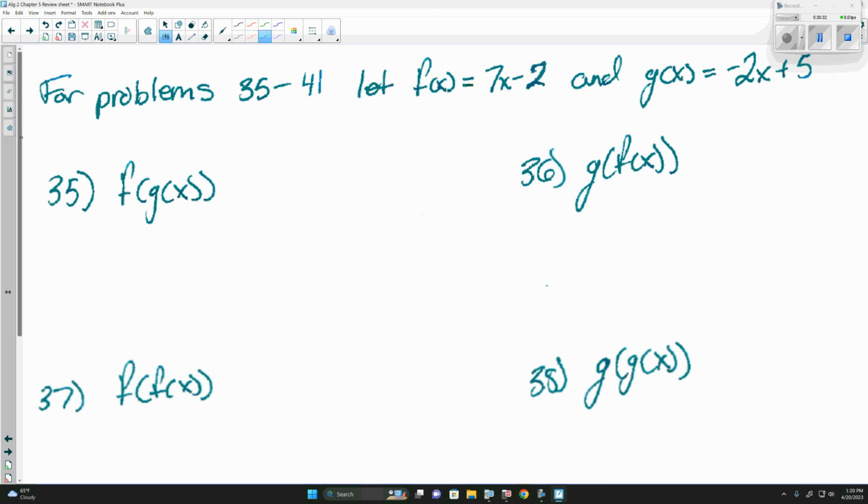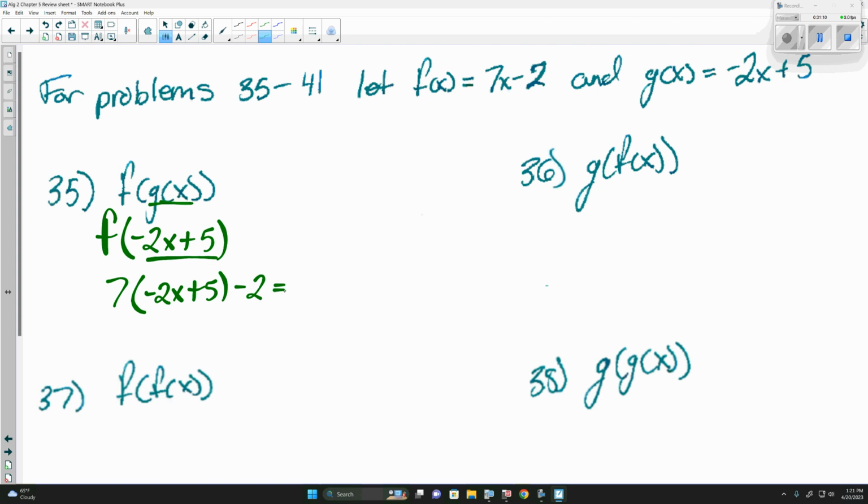Now we're going to look at 35. We can do 35 because all of these are about the same. We start from the inside and work our way out. So we'll plug x into g of x. And when we do that, we get negative 2x plus 5. And at this point, we plug this in. We plug negative 2x plus 5 in for every x in f of x, which would be 7 times negative 2x plus 5 minus 2. Because we replace the x with negative 2x plus 5.